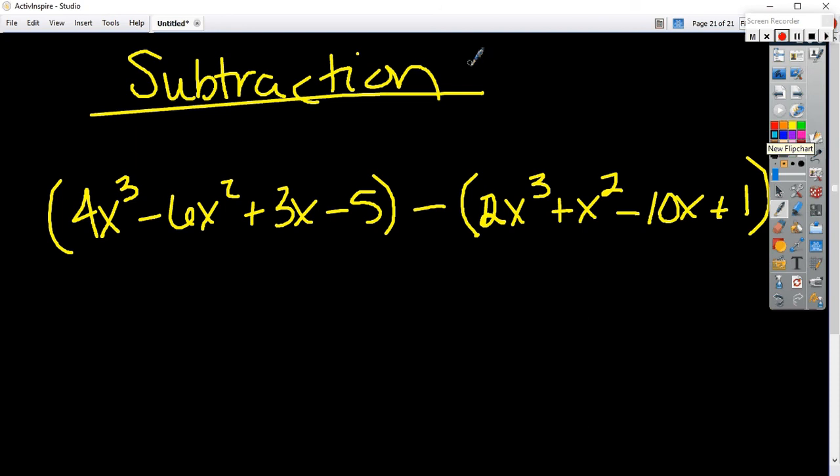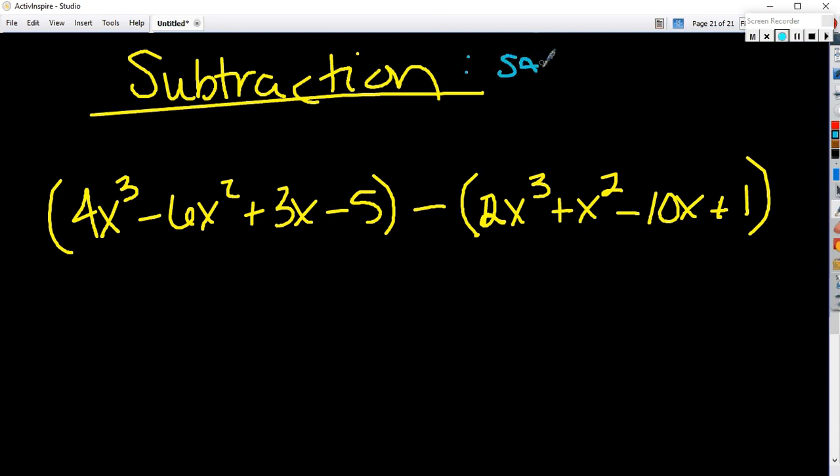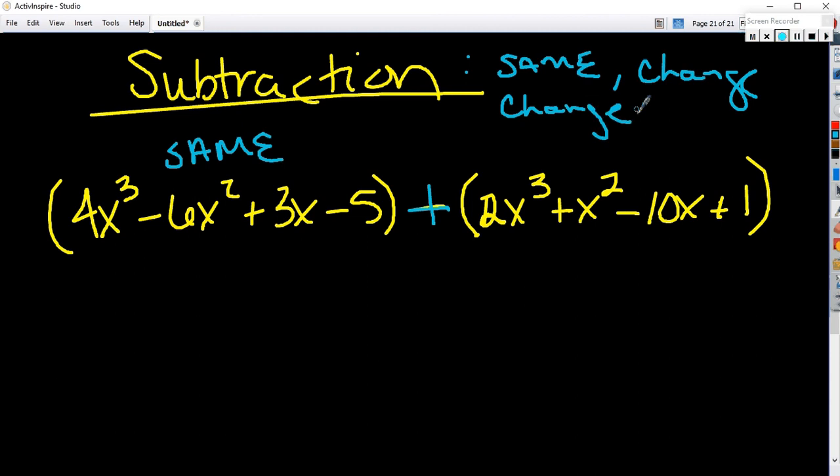When you subtract these, what you want to do is same, change, change. So the first set of parentheses I want to leave exactly the same. I'm going to change the middle sign, this one in the middle. And then I'm going to change the sign of everything in the parentheses that follows. So when I change that second set of parentheses, it becomes negative, negative, positive, negative.